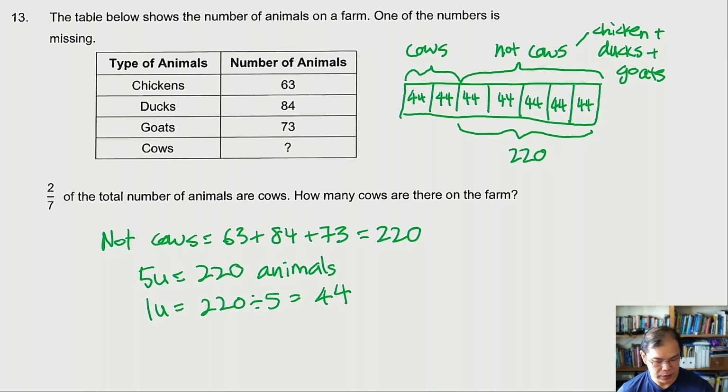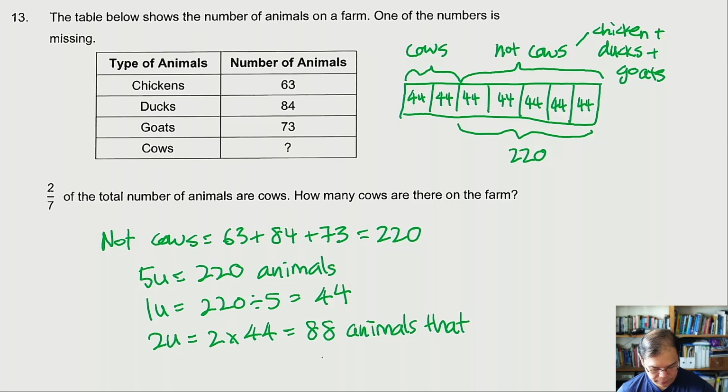So how many cows are there now? 2 out of the 7 units are cows. So there are a total of 88 cows. 88 animals that are cows. So there are 88 cows.